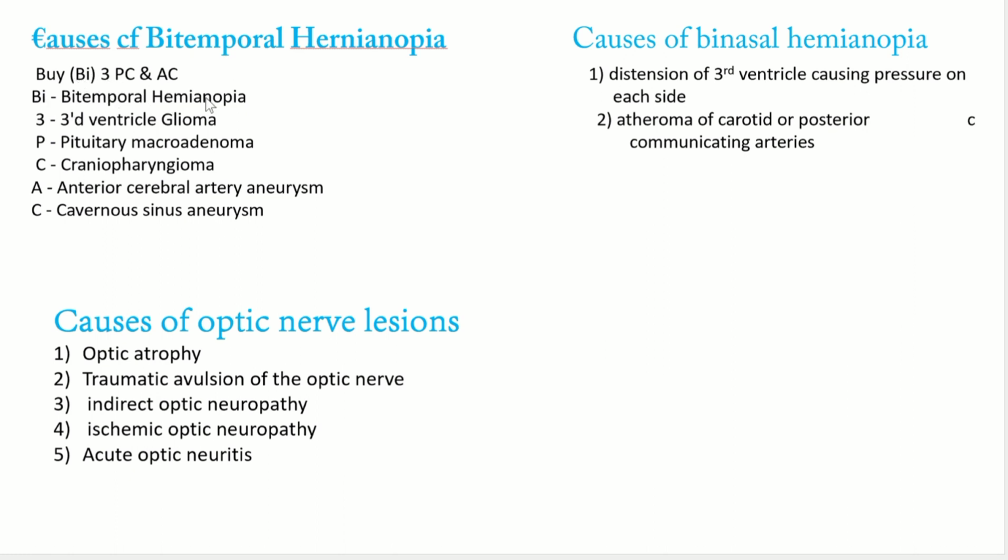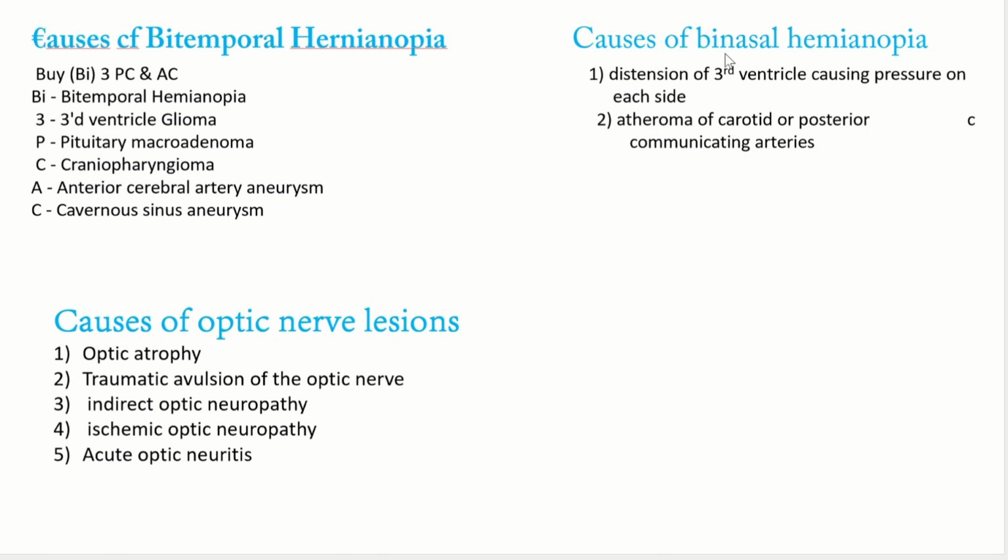BI means bitemporal hemianopia, 3 stands for third ventricle glioma. I think I got this mnemonic from Khurana. P is pituitary macroadenoma, C is craniopharyngioma, A is anterior cerebral artery aneurysm, and C is cavernous sinus aneurysm. Remember just 2-3 examples, and there is a mnemonic. With the help of the mnemonic BI 3 PC and AC, you can remember this.